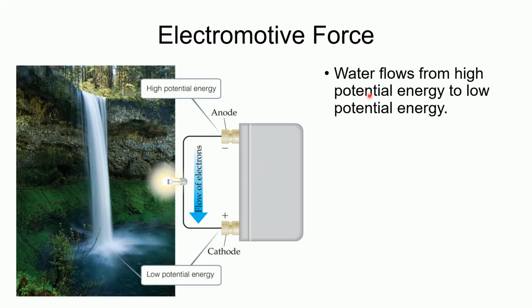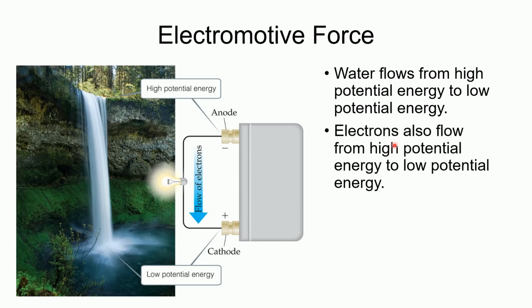So we will find that water flows from high potential energy to low potential energy. The electrons also flow from high potential energy to low potential energy.